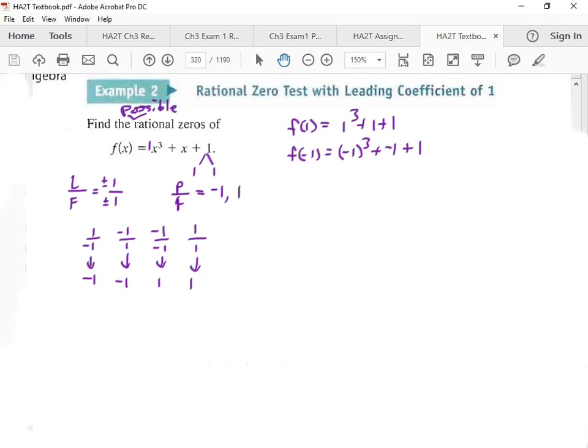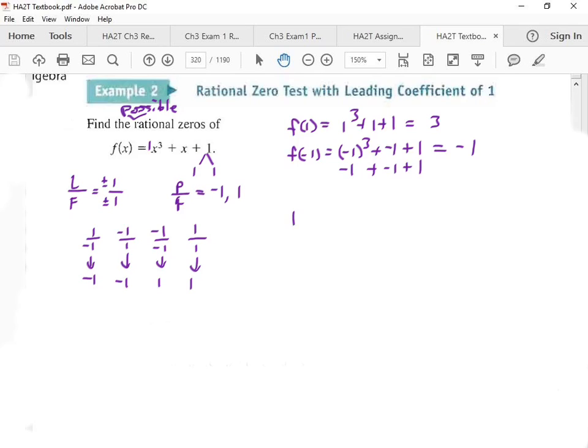Okay, are these possible rational zeros? Are they zeros? Are they or no? Nah. This one right here equals 3, and what does this one equal? That'd be -1 plus -1 plus 1, which is -1. So we don't get 0 for either of those.